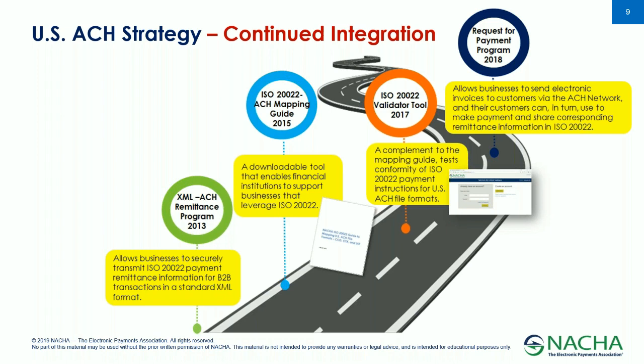Since that time, NACHA has taken a key role in providing additional tools and resources to allow ACH users to translate and integrate the ISO 2022 payment message standard for both electronic payments and remittance information. There were a lot of requests from banks that were struggling with the potential differing interpretations of ISO 2022. So NACHA moved to provide standardized guidance on translating ISO 2022 messages to corresponding ACH transactions, publishing the ISO 2022 ACH mapping guide in 2015.